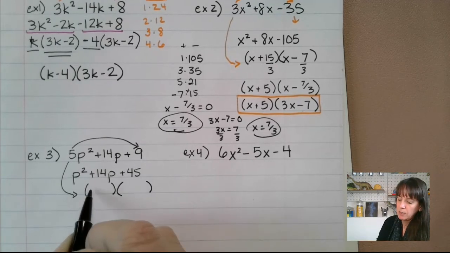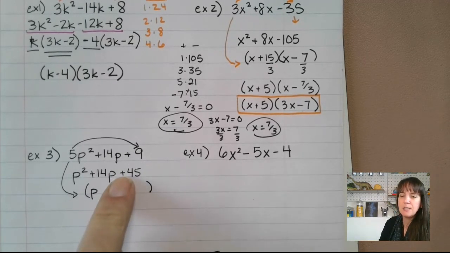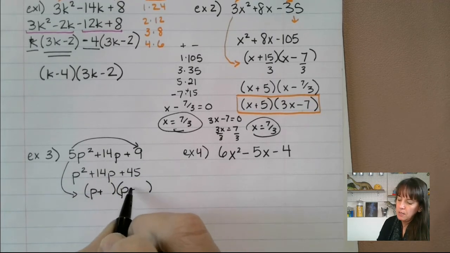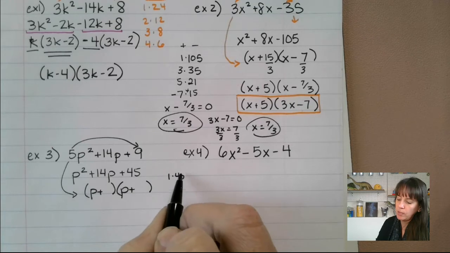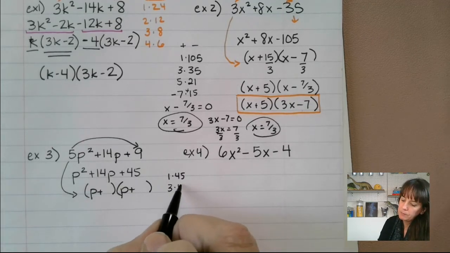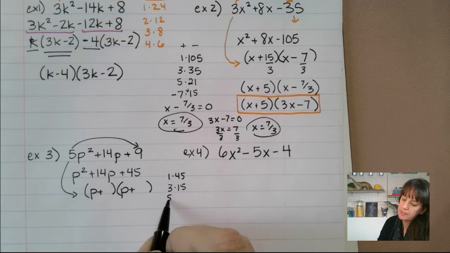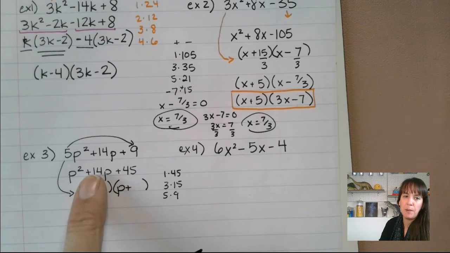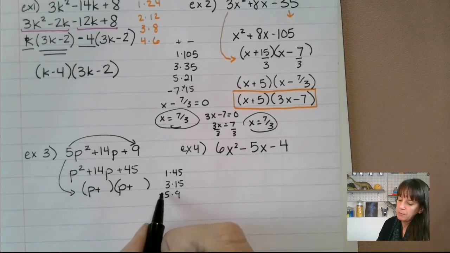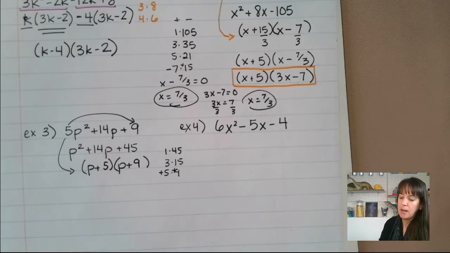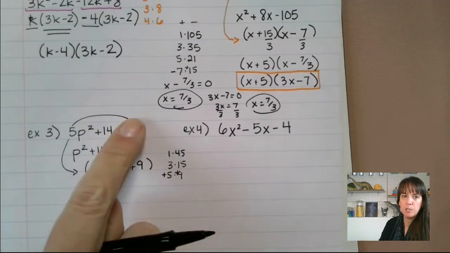Now we can factor. We've got p and p. This tells us same signs. This tells us positive, positive. So plus, we have 1 times 45. We have 3 times 15, 5 times 9. I need a positive that gives me positive 14. If we do positive 5, positive 9, that gives us positive 14. Excellent.